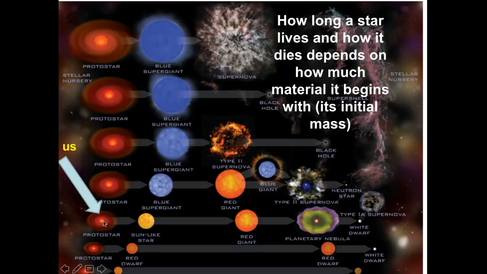This is our sun right here. So we start out as a protostar, and then you have a star that's like ours. It then turns into a red giant, and then it has a planetary nebula. It's also called a nova explosion. It's not special enough to actually have a supernova, but it does get a nova explosion, and then you end up getting a white dwarf. So that's how our star will die.